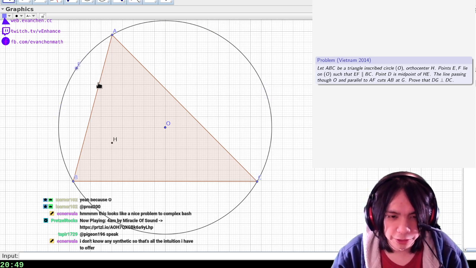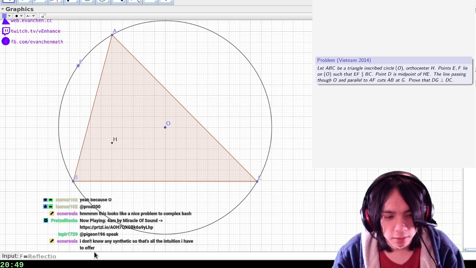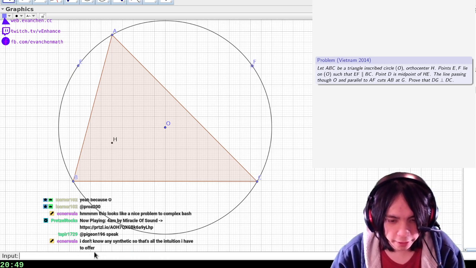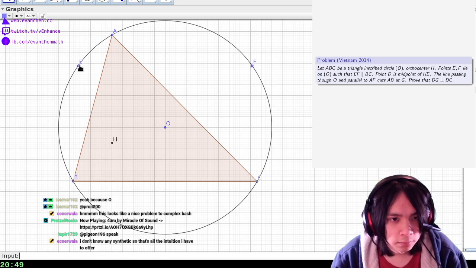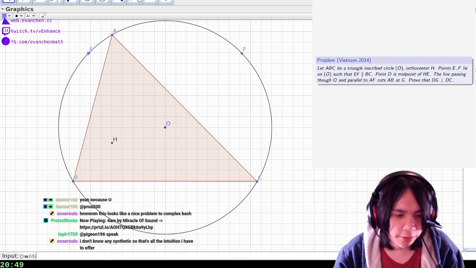Are the points not symmetric? Okay, that's fine. So E is a random point. F is the reflection of E across the perpendicular bisector of A. D is the midpoint of HE.